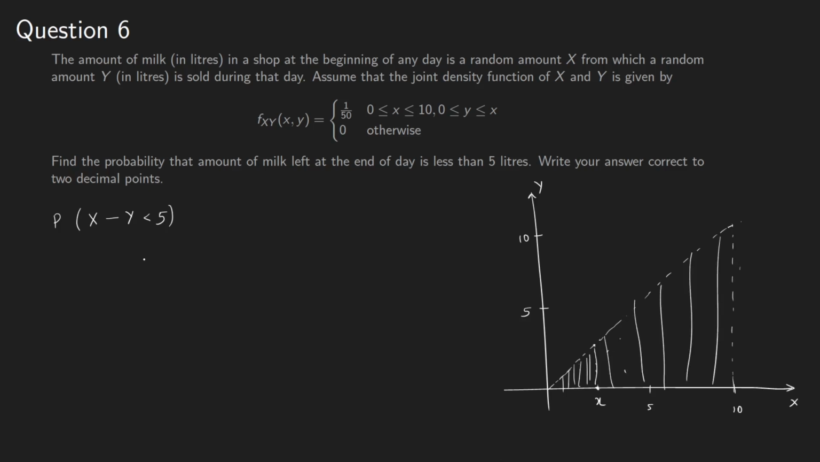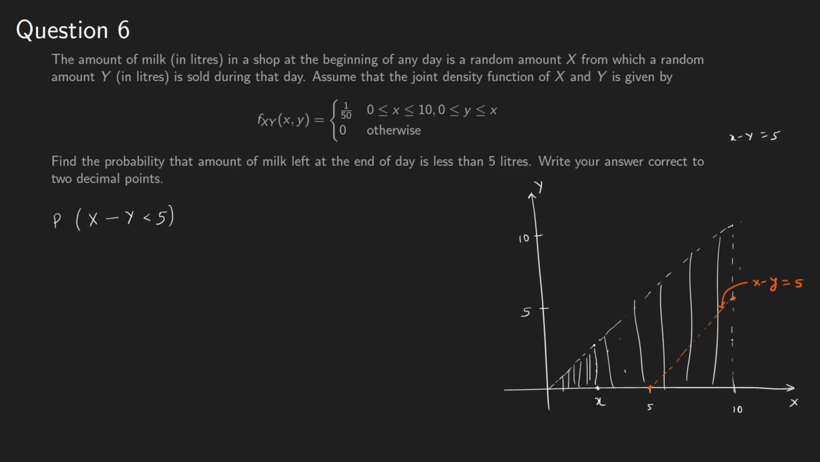Now we have to find the probability that x minus y is less than 5. So let's try to understand what is x minus y equals 5 as always. So when x equals 10, y equals 5. So y equals 5 at this point. So let's do it in some other color. And when x equals 5, y equals 0. So these are the 2 points that are on that line. So clearly this line represents x minus y equals 5.